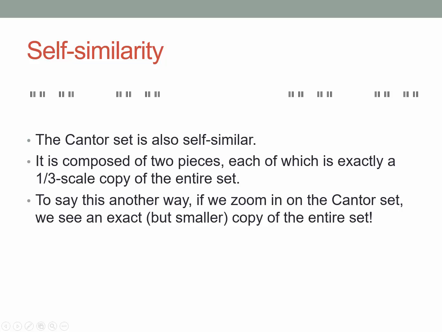The Cantor set is also self-similar. When you look at the Cantor set, you can see that it has a piece on the left and a piece on the right. Each of those pieces is just a copy of the Cantor set, scaled down. It's a 1/3 scale copy of the entire Cantor set. To say this another way, if we zoom in on the piece on the left, we're still looking at an exact but smaller copy of the entire set.